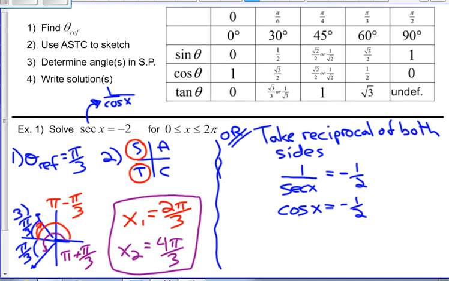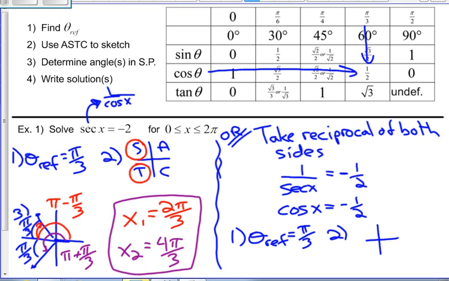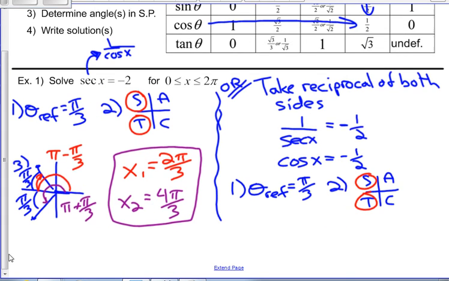Okay, so if I were to do it this way, I go and find theta ref. That means where is cosine 1/2? It's happening at pi over 3. We use ASTC. And we say, where is cosine negative? Cosine's negative over there. We sketch our angles. And you can already see, these are going to give us the same answers.